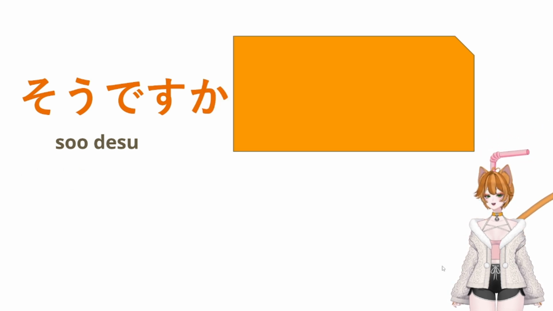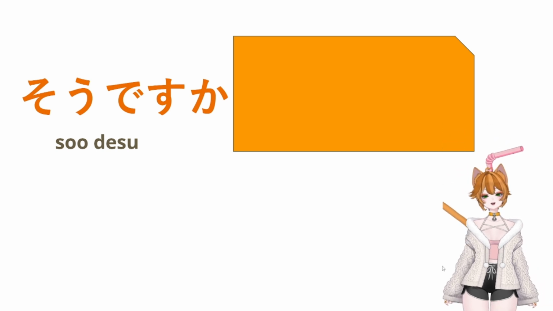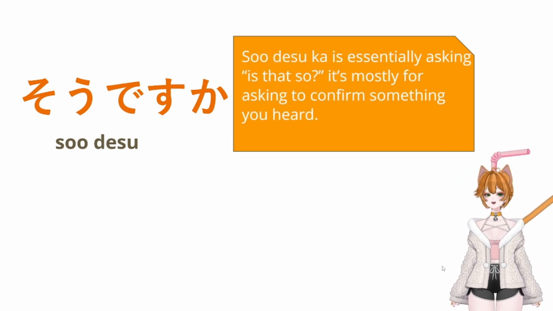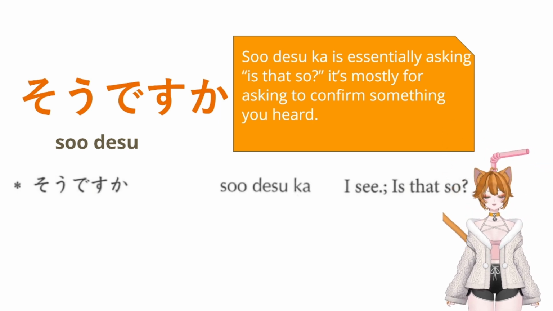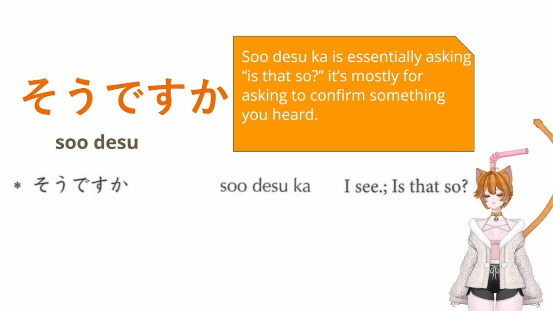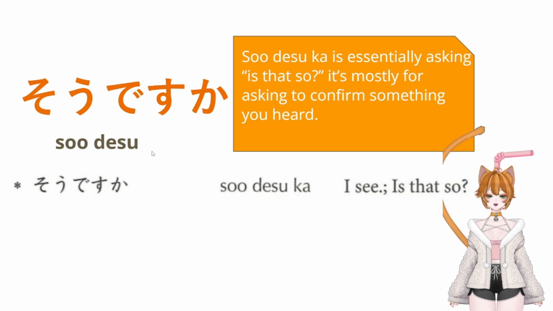Our next one, the one that we just mentioned, is so desu ka. So desu ka is essentially asking, is that so? It's mostly to confirm something that you've just heard. It's like, I see, is that so? I know this says so desu, it's meant to say so desu ka.